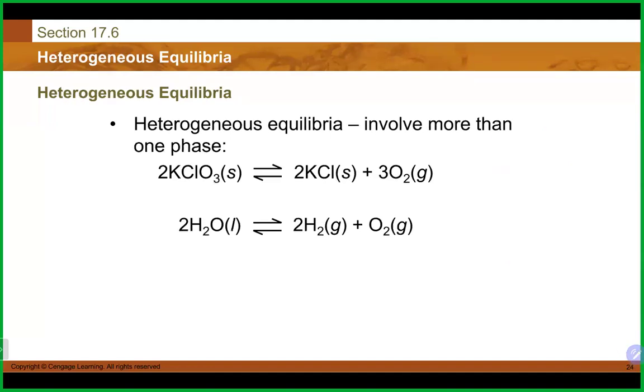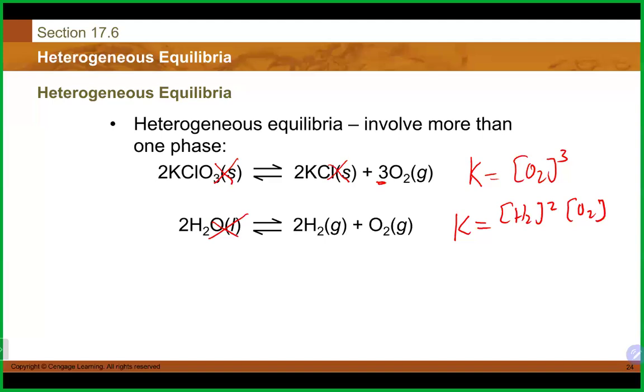Now, in heterogeneous equilibrium, we do have some other things involved. And as I mentioned, solids and liquids are not included in the equilibrium. So if we were to write our equilibrium expression for the first one, it would be the concentration of O2 cubed. This would not be included because it's a solid, neither would this. So that would be our equilibrium expression for this particular one. Now, when we look at the second one here, our equilibrium would be the concentration of H2 squared times O2. And once again, that is a liquid, so we would not include it.